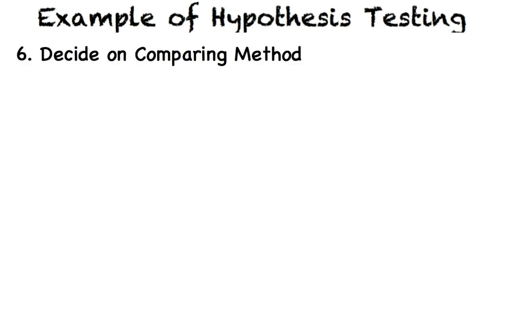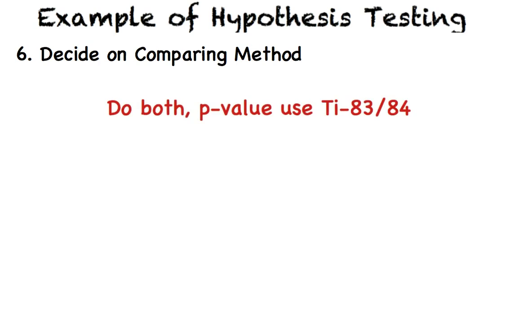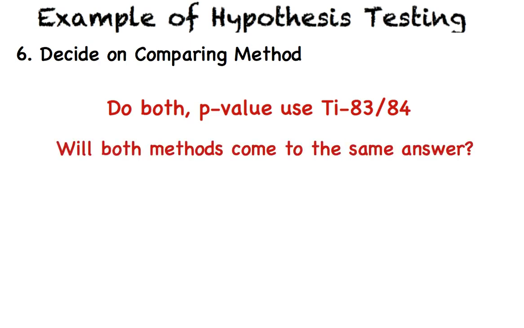Now we need to decide which comparative method we need to use, the p-value or the critical value. My teacher wants us to do both methods. She says to do the p-value with the stats part of the TI-83 or 84. Will both methods show reject or fail to reject? Awesome. To know what you need to do, use both methods and how your teacher wants you to do the p-value. To your question, yes, both methods should show us reject the null or fail to reject the null. If they do not match, it means something went wrong somewhere. Good to know. Thanks. You are welcome.